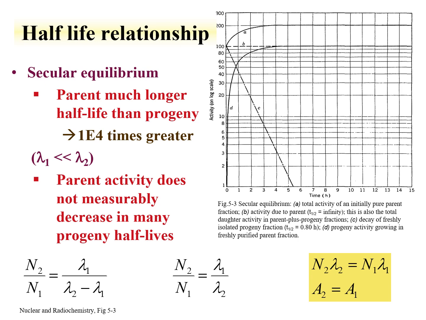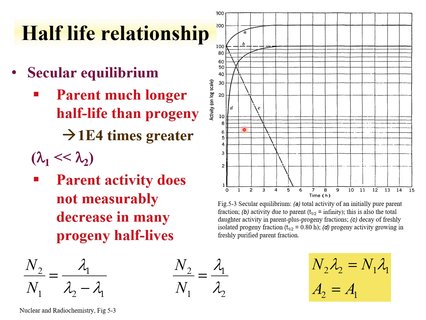Now, imagine we have a condition where the parent is much, much longer lived than the progeny. Generally, what this means is that over an observed time frame, the parent activity doesn't change. So imagine you're measuring something that has a half-life of 1,000 years, 10,000 years, and you're measuring it for 100 hours. The amount of change that occurs in that parent will not be observable, but the progeny may grow in during the measurement time.